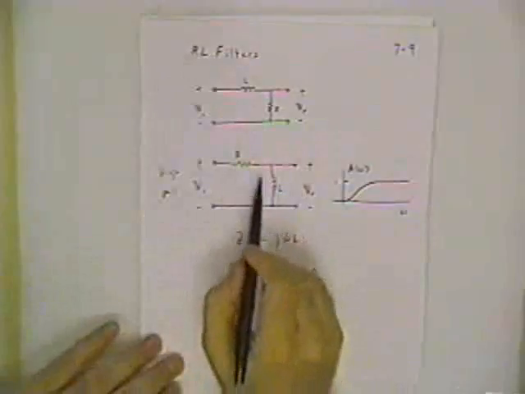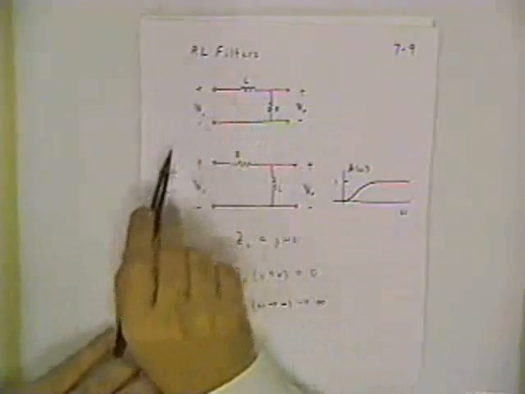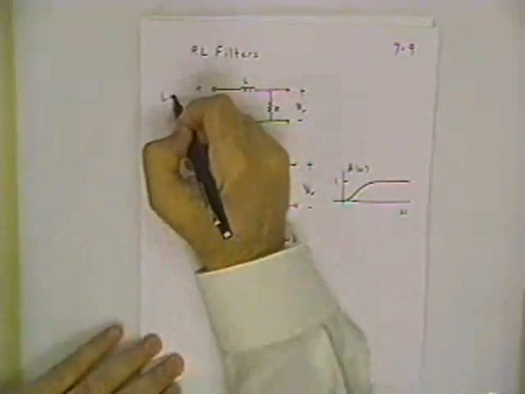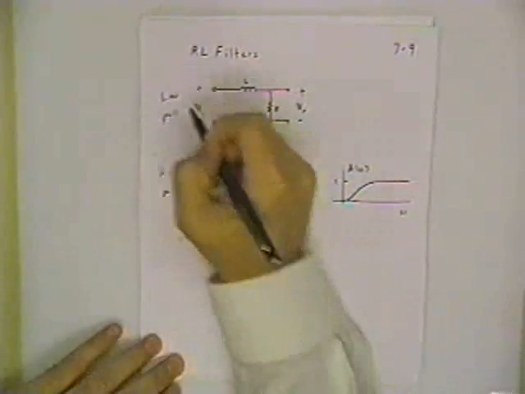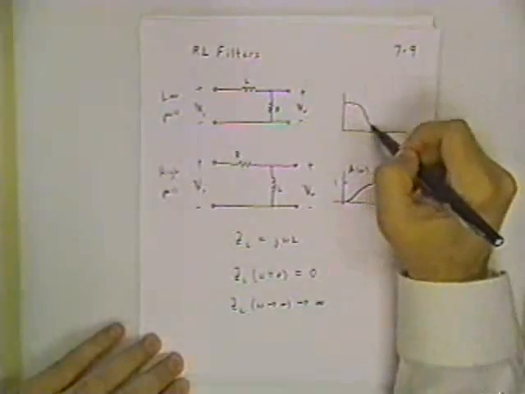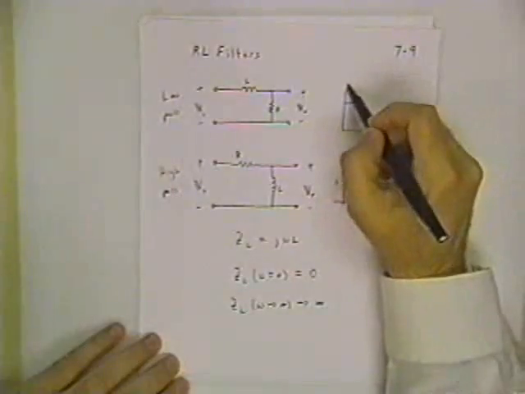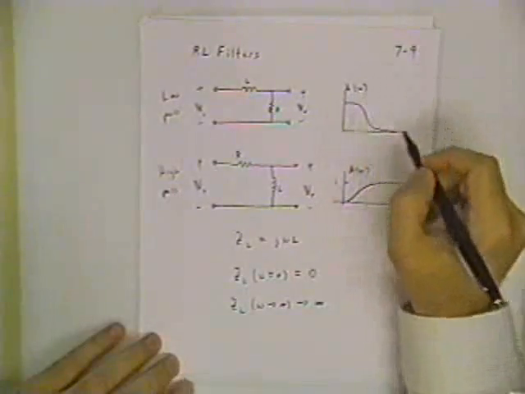And now, just because I know that these things behave the opposite way when I exchange the roles of R and L, I can just label this as a low pass and sketch its behavior just like that. Now the only question is, where is the corner frequency? Where is the break frequency?